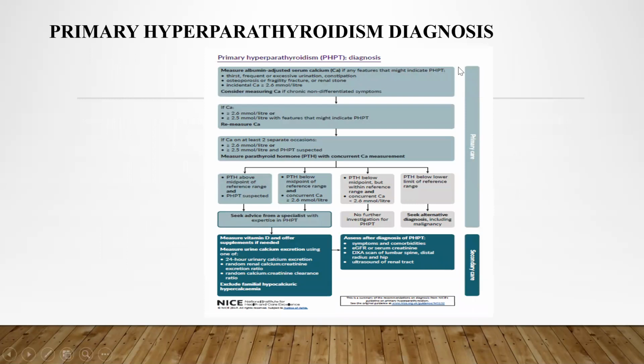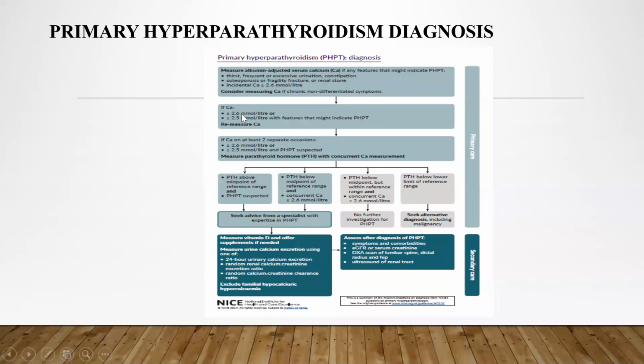So how do we do the diagnosis? In our case, we don't need to worry, because we already have the picture in front of us. We have the high calcium, it was 3 point something in the case, and we have high parathyroid hormone levels. But if we didn't have it, we have to measure the calcium. The cutoff point is 2.6 millimoles per liter.